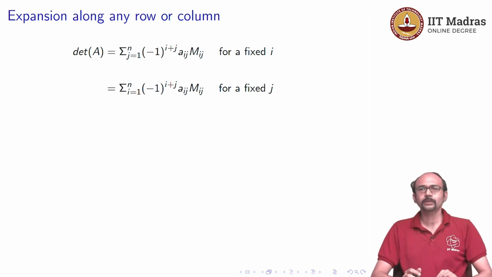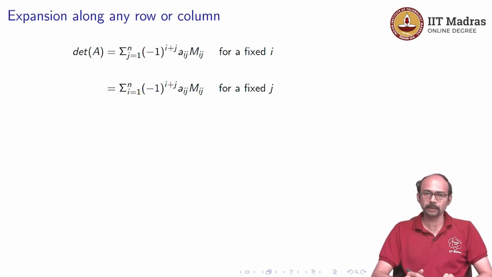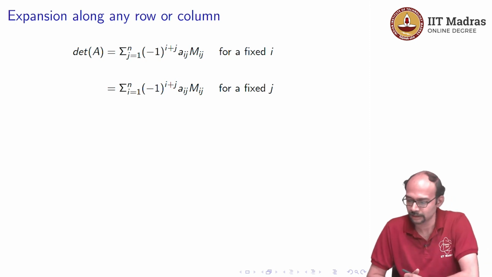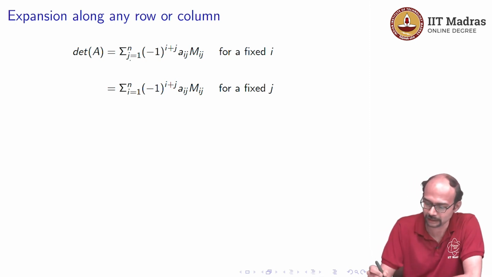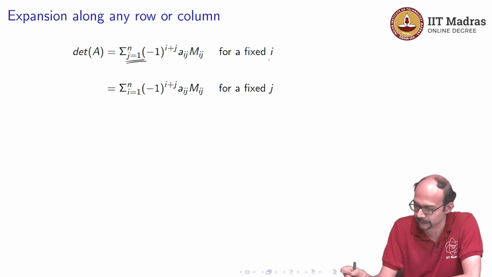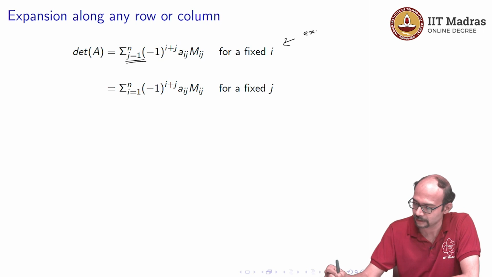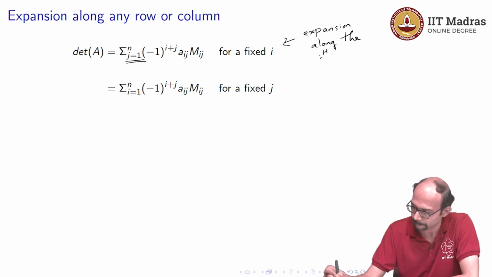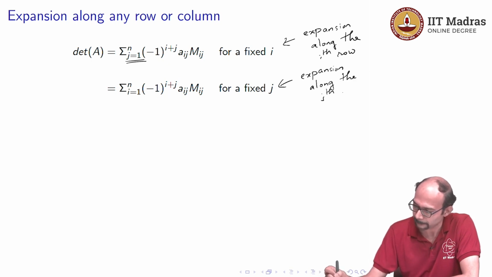And the fact is you can even use a column to do the same thing. So, you can expand along any column. So, here notice that the j was what was varying and the i was fixed. So, this is expansion along the ith row, and this is expansion along the jth column. So, now the j is fixed and the i is varying.